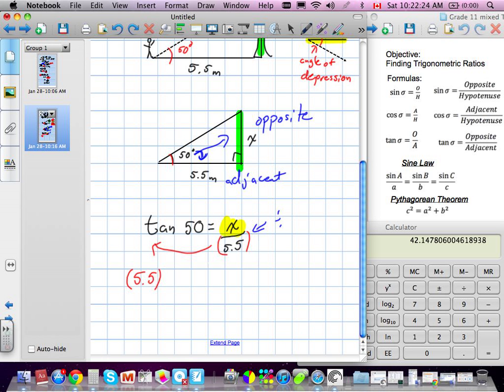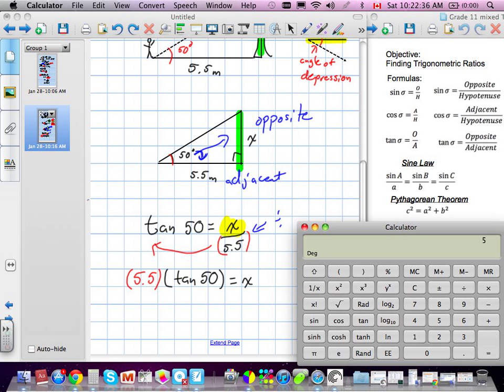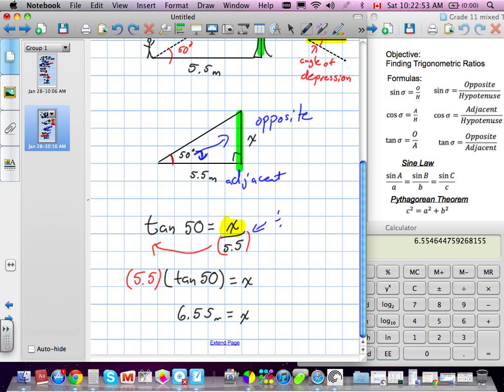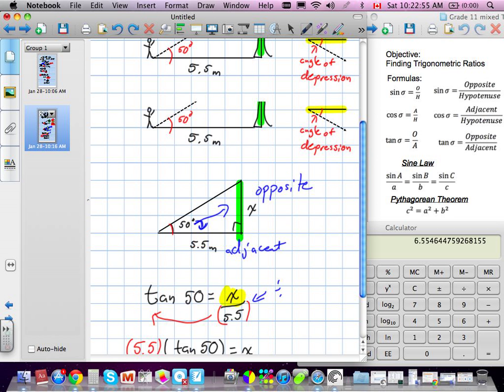Okay. So now let's type that in our calculator. We can do that in one shot. Tan 50, this is that number, and I'm just going to multiply by 5.5. There we go. So the height of the tree is apparently 6.55, we'll say, meters. So when we go back up, the height of this tree, a pretty tall tree, is 6.55 meters in height. We just figured that out.